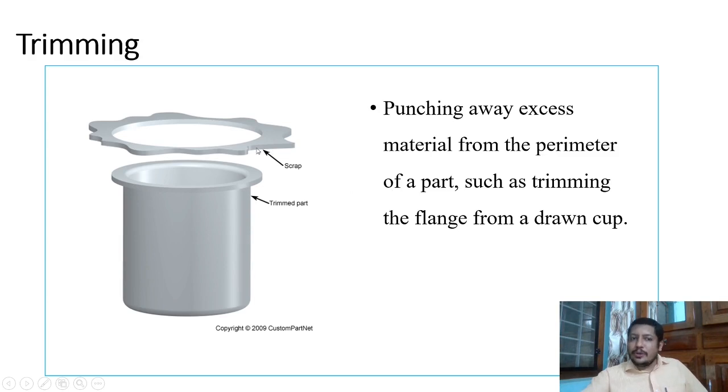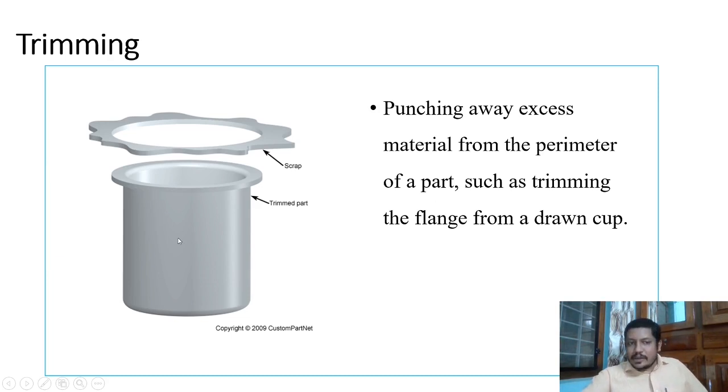As I told you, you can see these are all wavy edges. If my blank has not been properly cut off, you can see some waviness in the edges. So when I deform a part from that sheet, that wavy edge remains over there. If I want to get a beautifully shaped part, this edge has to be trimmed off. So punching away the excess material from the perimeter of a part is called the trimming operation.